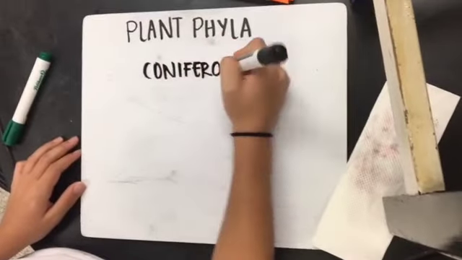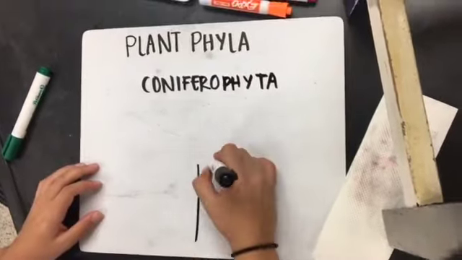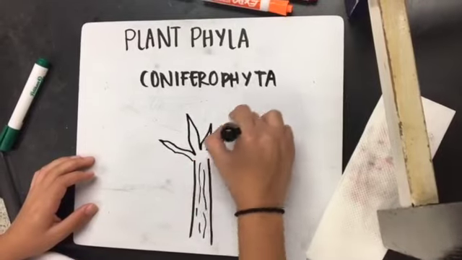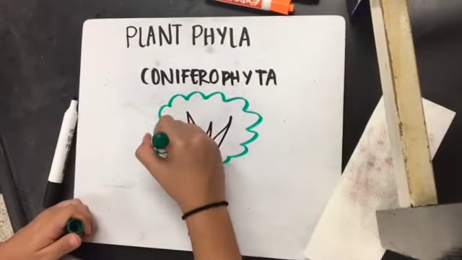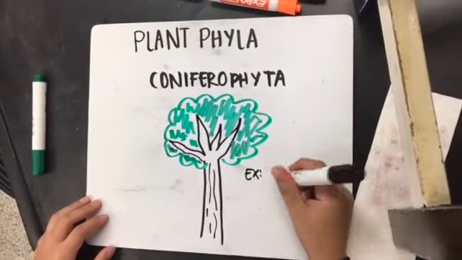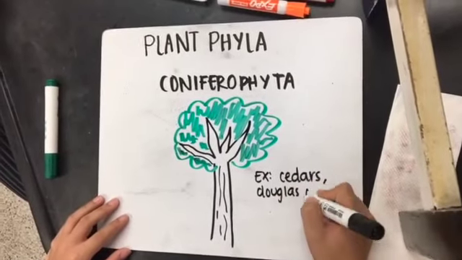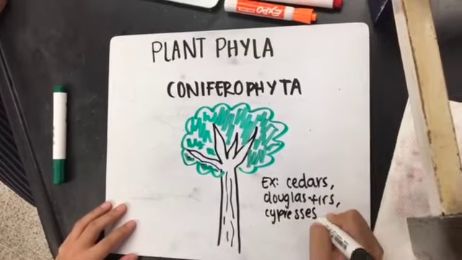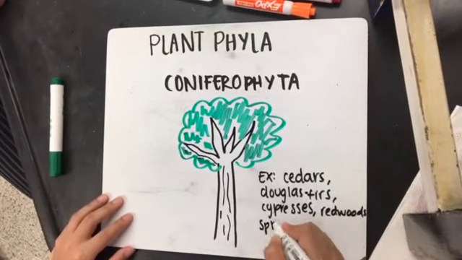Plant phyla, Coniferophyta. They are cone-bearing seed plants, with seeds that are not enclosed, and with vascular tissue. The trees have narrow leaves with a thick waxy cuticle. Examples are cedar, Douglas firs, cypress, redwood, spruce, and yews.